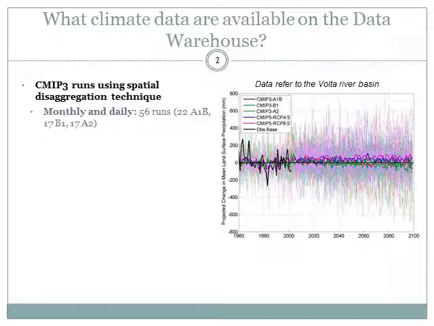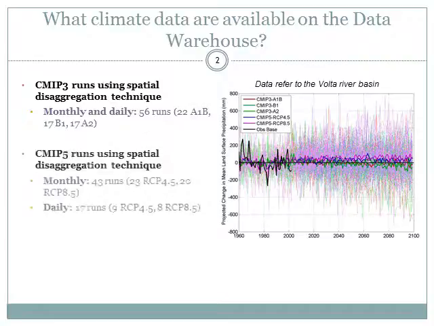That is the set of model runs that come out of the fourth assessment work produced in 2004. We have a total of 56 runs at a monthly and daily resolution. Now, you might remember the emission scenarios we described earlier in the SRES set of scenarios. It's 22 A1B, 17 B1, and 17 A2. And those are the intermediate emissions, the low emissions, and the high emissions scenarios, respectively. So a total of 56 runs available at both of those different time steps, and all of these are available at a half-degree resolution for the African continent.